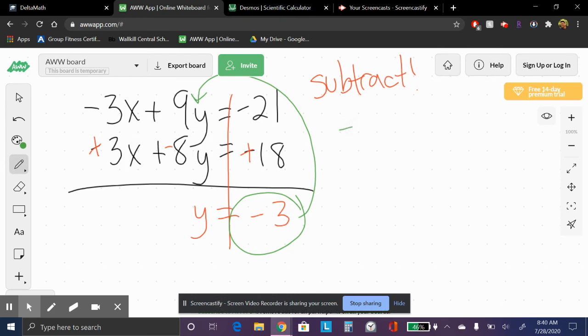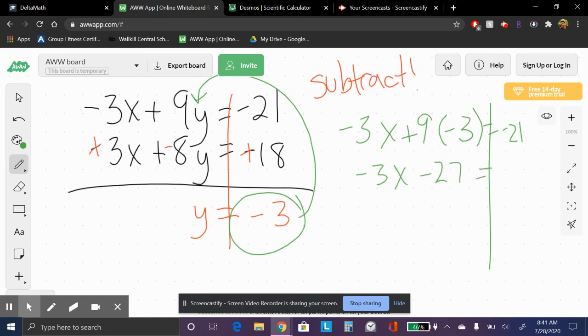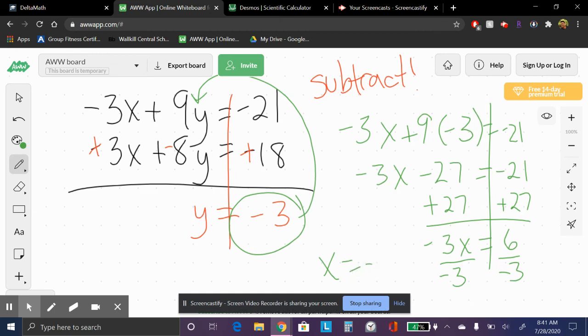So we have negative 3x plus 9 times negative 3 is negative 21. And then I solve there. So we have negative 3x minus 27 is negative 21. Add 27 to both sides. And we get negative 3x is positive 6. Divide both sides by negative 3, excuse me. And I get my x is negative 2.